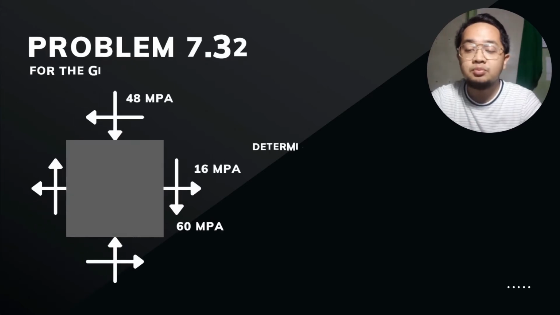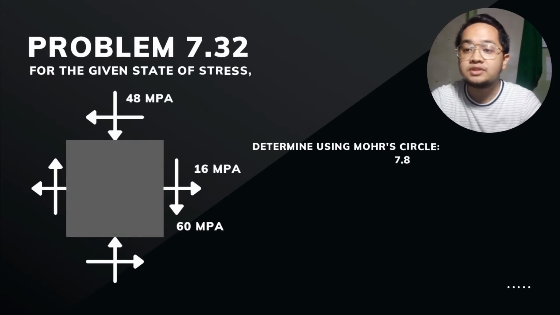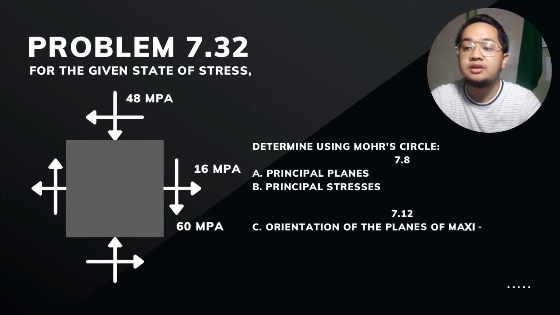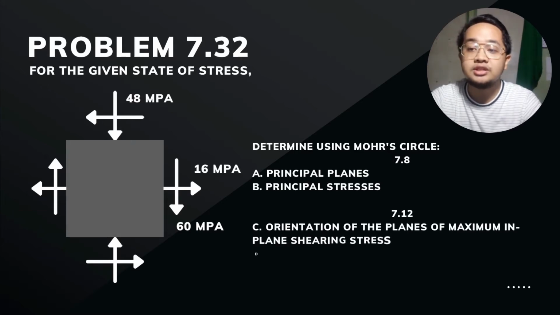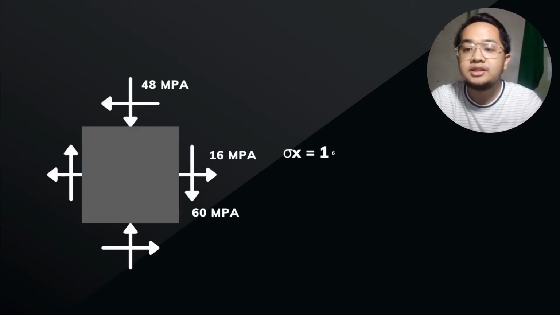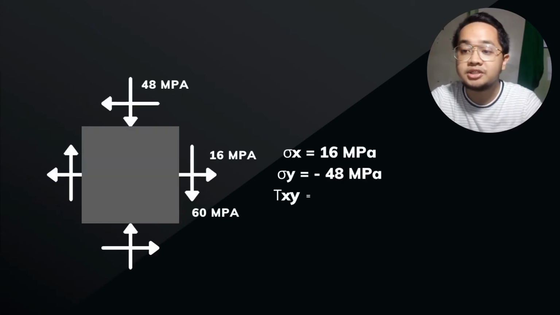We have problem 7.32. For the given state of stress, determine using Mohr's circle, for 7.8, the principal planes and principal stresses. For 7.12, the orientation of the planes of maximum in-plane shearing stress, the maximum in-plane shearing stress, and the corresponding normal stress. To begin, let's identify the values of our normal and shear stress.